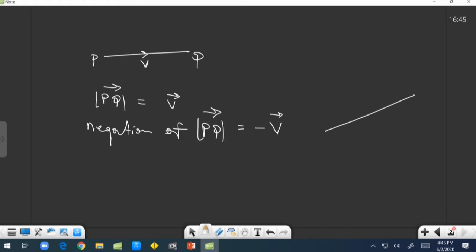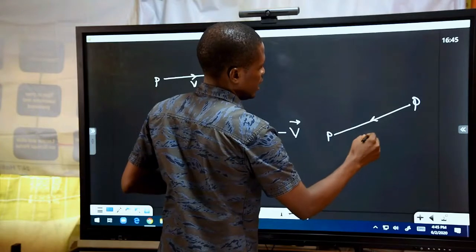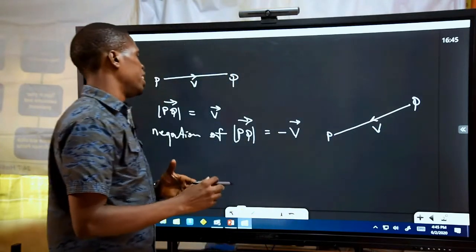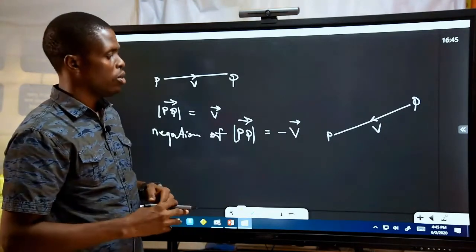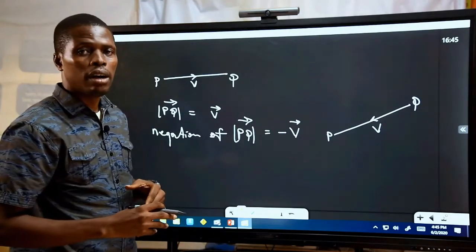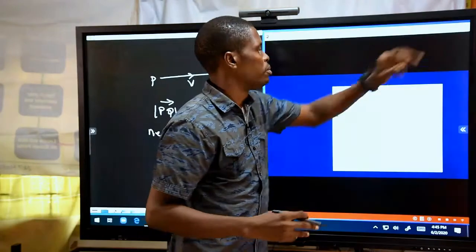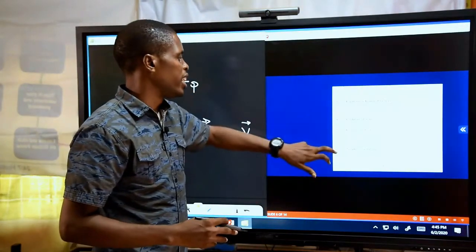You can draw the same diagram, but in this case, the direction will be reversed, as in we have P and Q, but this time around negated. So we have this. So the negation of a vector is a vector that acts in the opposite direction with respect to the real vector or the original vector. Okay, so that is for negation of a vector.